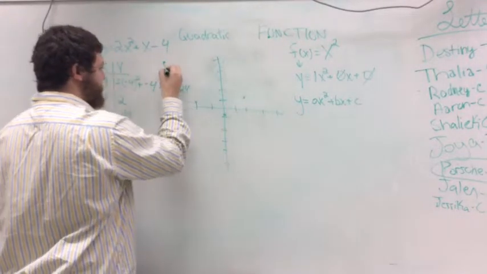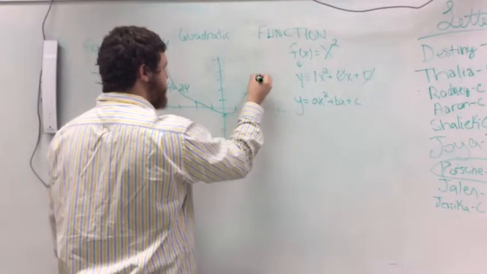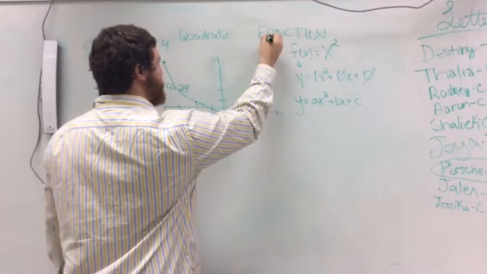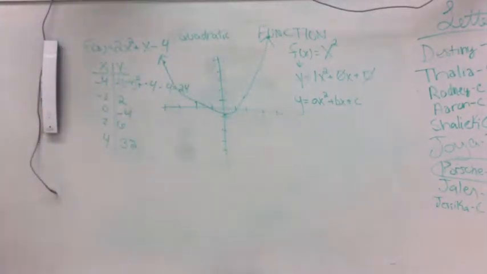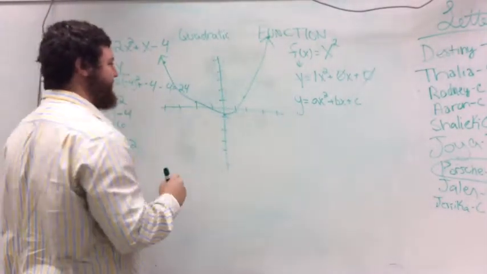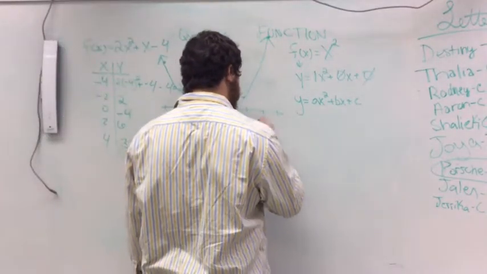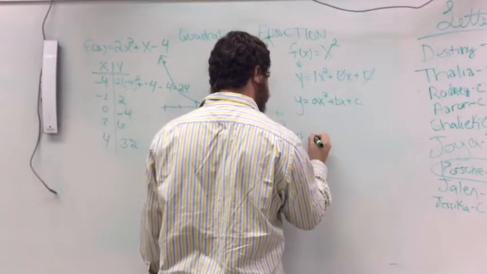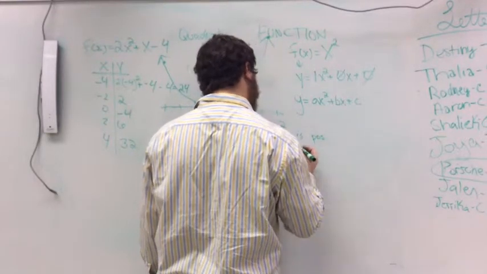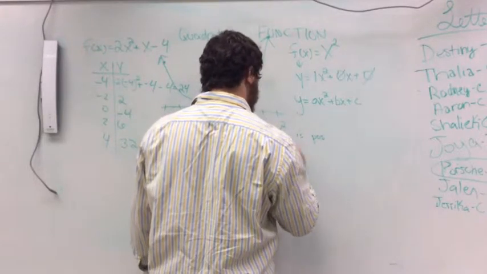Okay, when I connect these, that is so ugly. But I should get a U, a very, very pretty U compared to this one. All right, so it should be a U. Now that U, there's rules about the U. If x squared is positive, then I get a U.